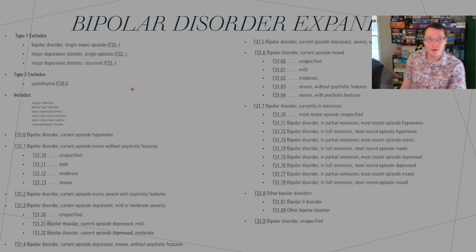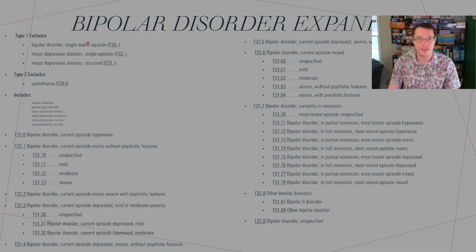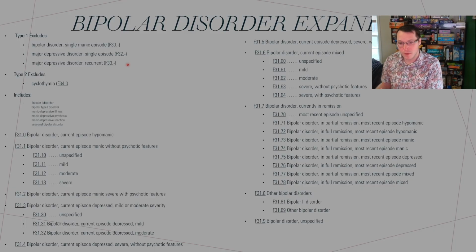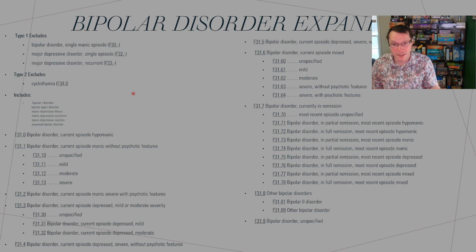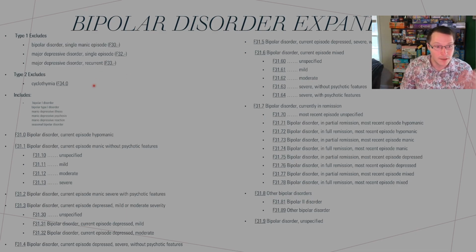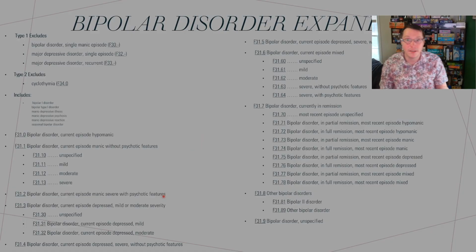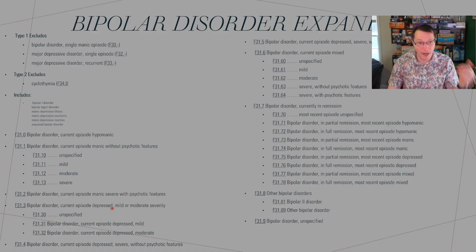Next mental health code here, we have the bipolar disorder codes. Bipolar codes exclude every single one of the depression codes. So you can't have bipolar disorder reported with any F30, F32, or F33 codes, because obviously depression is going to be expected in bipolar. So instead, what you're supposed to do if you have someone with bipolar and depressive episodes is use the bipolar depression codes.